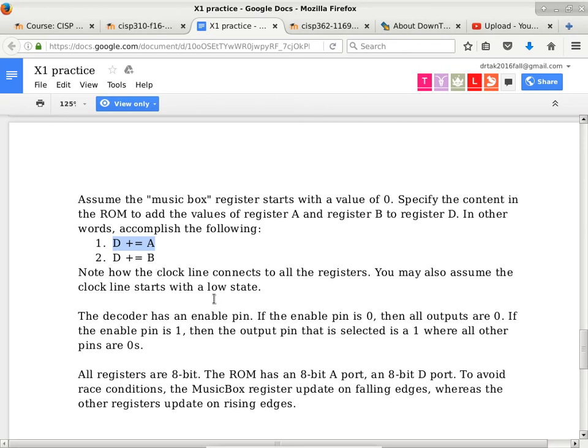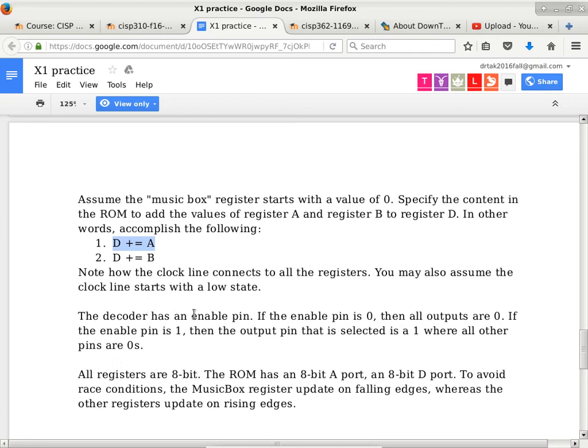So we're figuring out what's inside a ROM. Note how the clock line connects to all the registers. You may also assume the clock line starts with a low state. In other words, the first row assumes that the clock is going to be in a low state to begin with, okay? And the music box register already has a value of 0 to begin with.